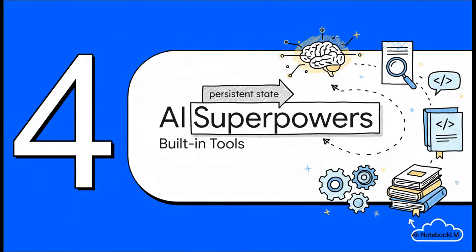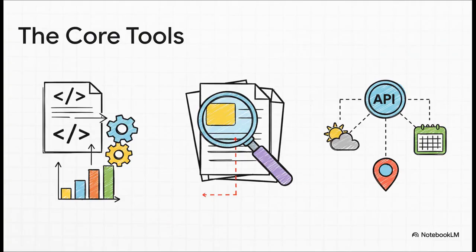Okay, but having a good memory is just the start, right? The real power comes from what the assistant can actually do with that memory, and that brings us to its built-in superpowers. I'm talking about the tools that come ready to go right out of the box. And there are three main ones. First up, Code Interpreter. This gives your AI its own little sandboxed Python environment. So it can run code, crunch numbers, create charts.